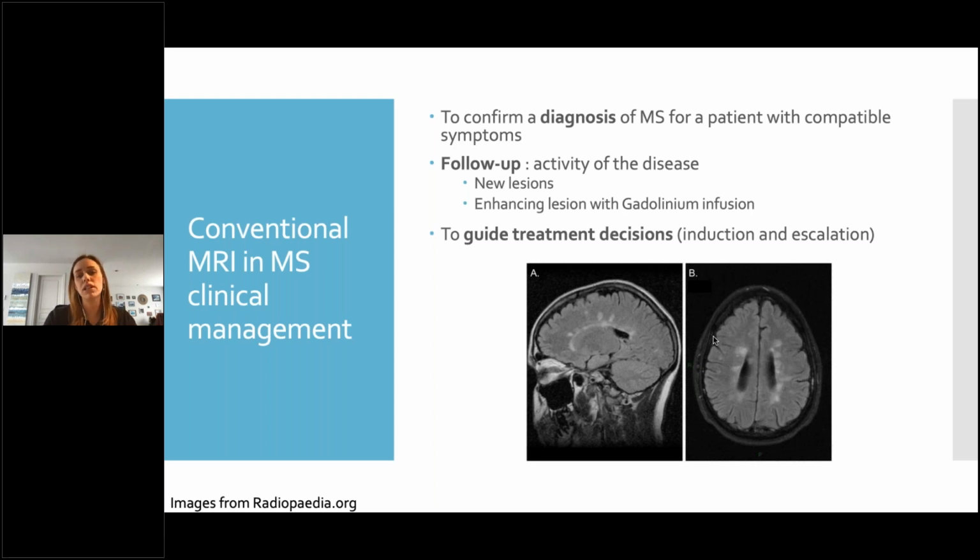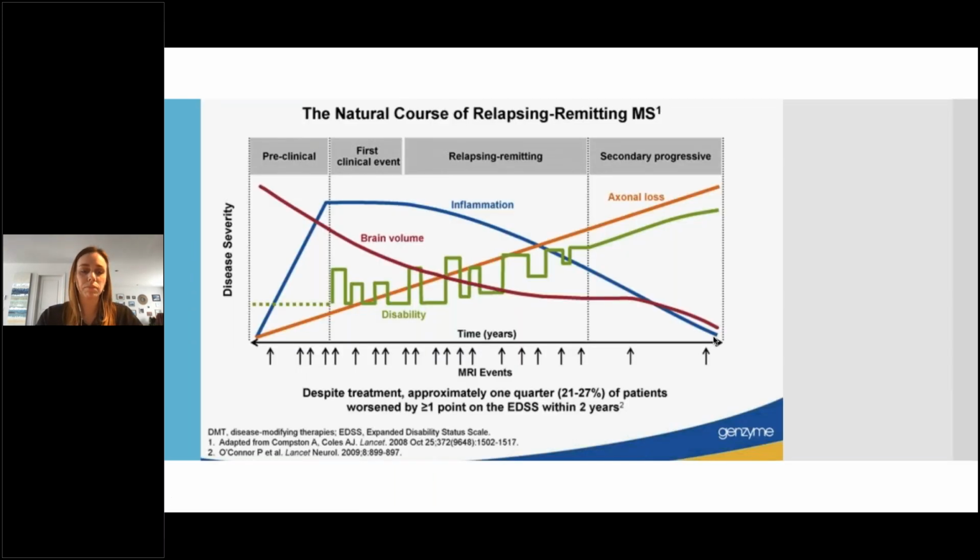MRI is also used for the monitoring of disease activity, indicated by the visualization of new T2 hyperintense lesions or T1 enhancing lesions after gadolinium intravenous injection. This information will be used to guide further treatment decisions. MRI provides valuable information on subclinical disease activity. In fact, during the natural course of relapsing remitting MS, so the most common form, asymptomatic lesions will occur at a rate 5 to 10 times higher than what we observe by clinical assessment alone.